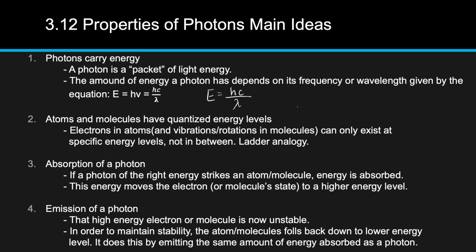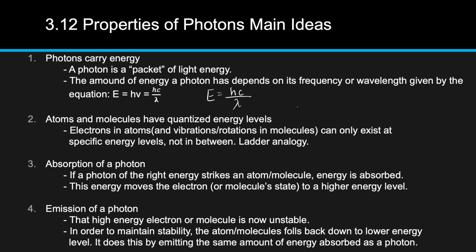Point number two, atoms and molecules have quantized energy levels. Electrons in atoms don't get to move wherever they want. They have fixed, specific energy levels. So if you were to picture a ladder, it's kind of the same concept where you can only stand on one rung or the next on the ladder. You can't actually balance halfway in between. And that is the same way with electrons in atoms.